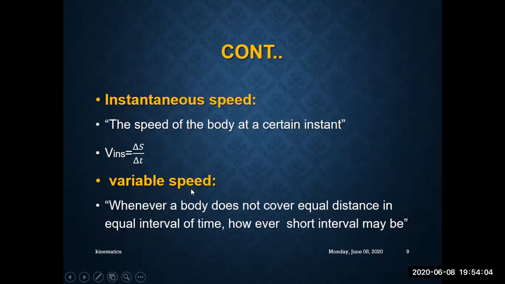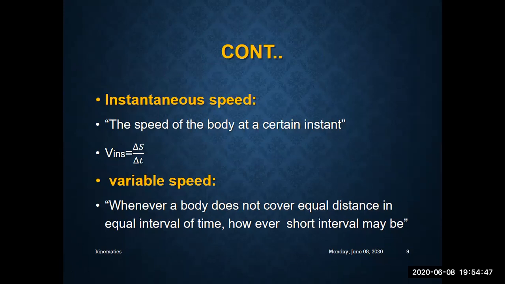Now, instantaneous speed. Instant means the smallest interval of time, a very small interval of time, which is closer to zero. That is the speed of the body at a certain instant of time. That is del s over del t. Del t is basically the time interval. The smaller the time, the more accurate the instant speed calculation. What is the variable speed? Whatever the type of speed is, all these points are common. Other than the definition, the formula will be the same, unit will be the same, nature will be the same.